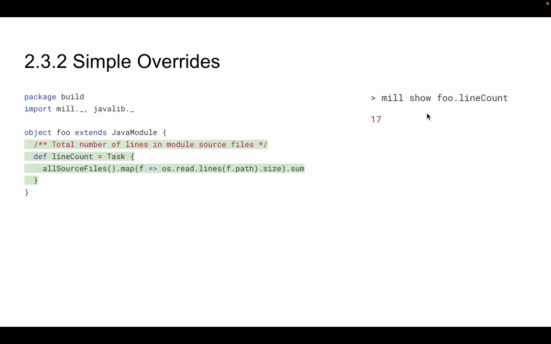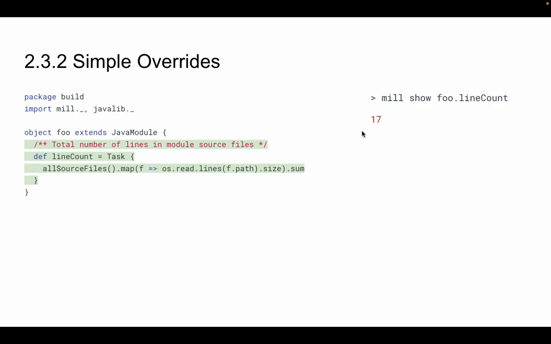If I want to add a custom task in Mill, it's as simple as saying def something equals a task with some curly brackets, and then putting what the task does inside. In this case, I'm calling this line count. It uses the all source files task that is inherited from Java module. I map it to read the lines, get the size, compute the sum. You might not be familiar with this library and syntax, but you can probably guess what it does. And then I can call mill show foo.line count in my terminal and show what the value of the task is to help debug it, which is also very handy.